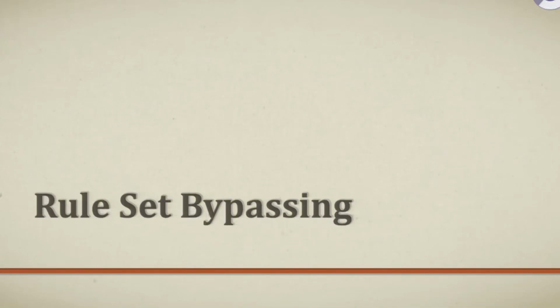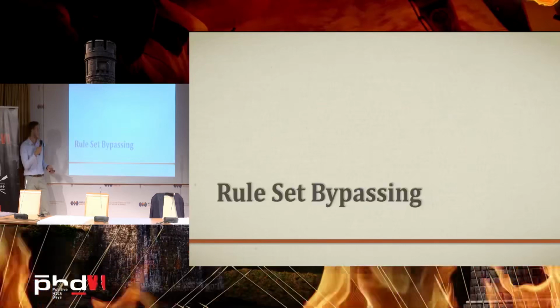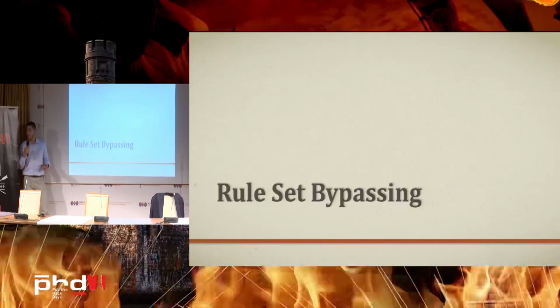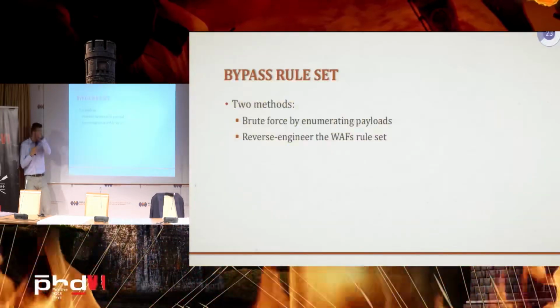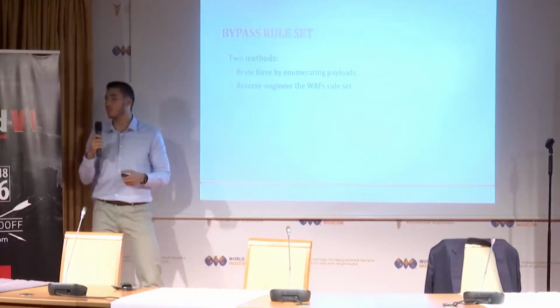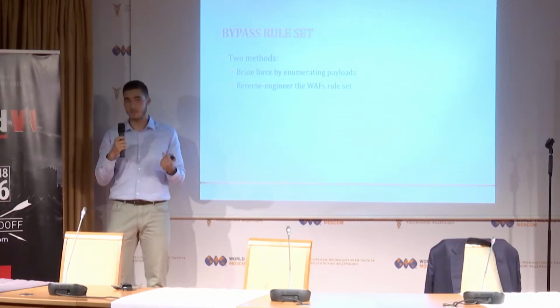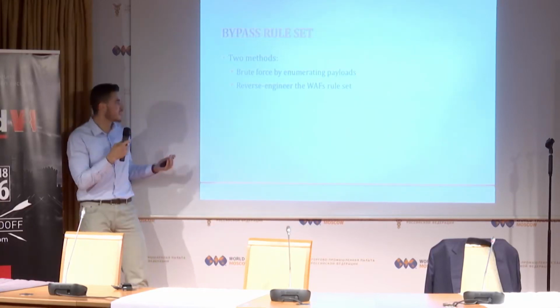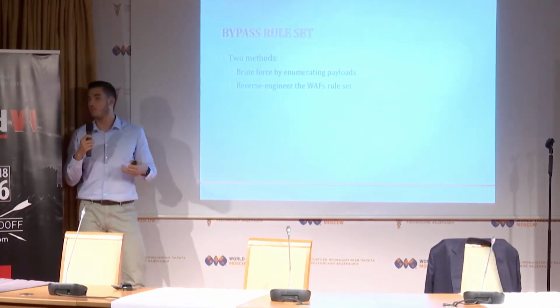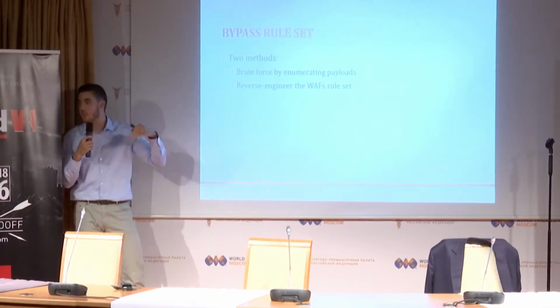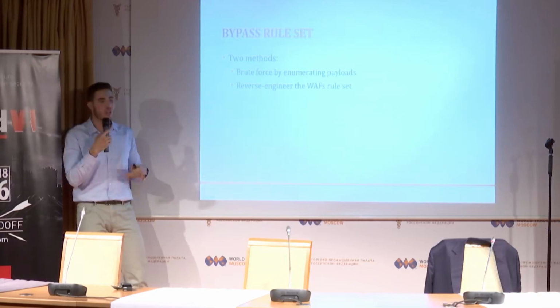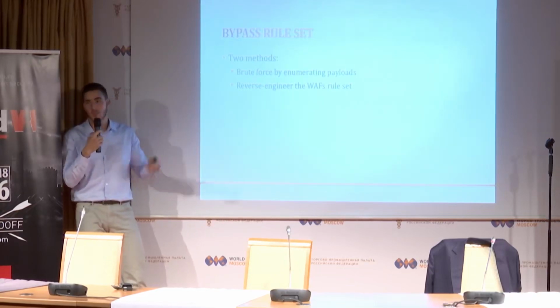Okay, and the last category, which is quite simple, but which is, I think, the most successful one, is the rule set bypassing. For the rule set bypassing, we have two main methods. The first one, which is very primitive, is brute forcing by enumerating payloads. So we have a list of XSS payloads and a list of SQL injection payloads, and you just send them and hope that one of them will work.